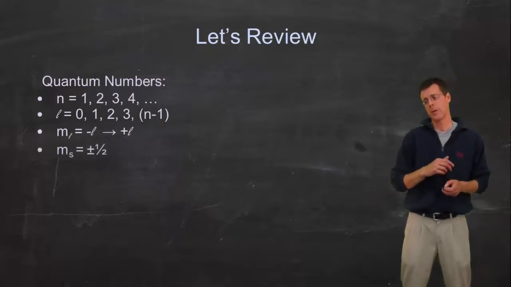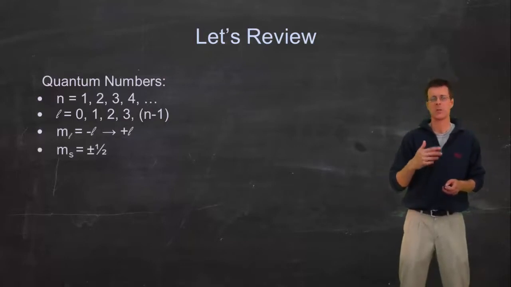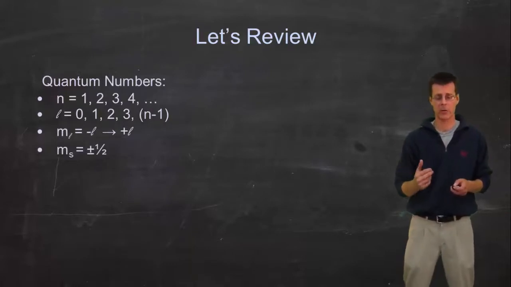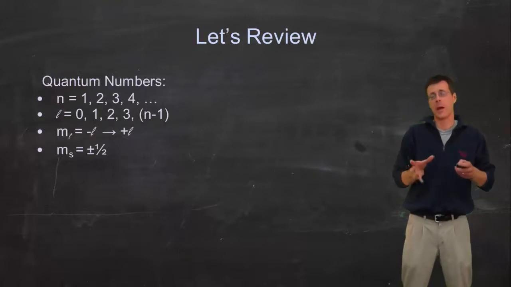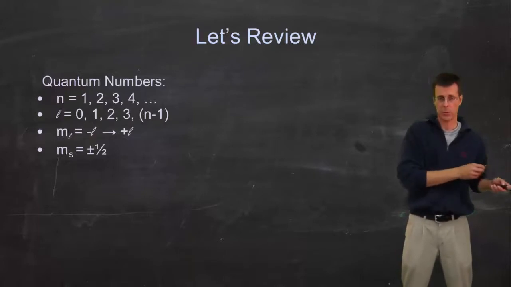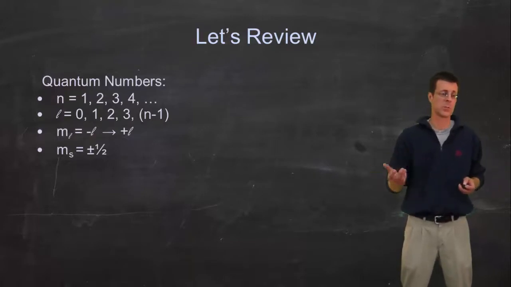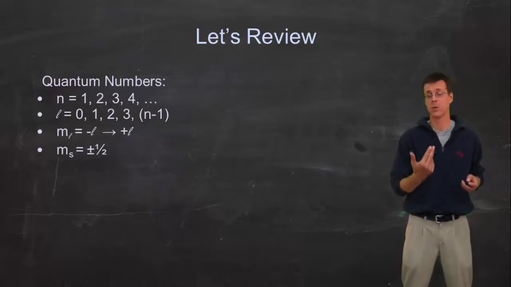And then finally, we have the spin number. The spin number is either plus 1/2 or minus 1/2. And the first 3 recognize the electron as having wave-like properties. And the fourth number, the spin number, recognizes the electron is a particle that has a spin.